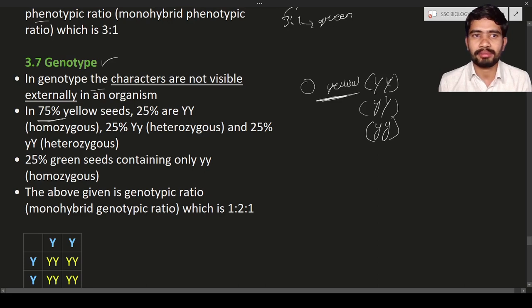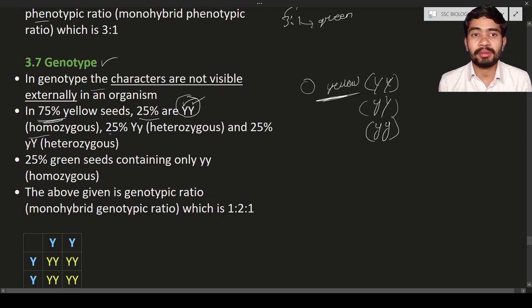We have seen that 75% of the seeds are yellow and 25% are green. The yellow ones, capital Y capital Y, are homozygous. Homozygous means the same genes. Why is it homozygous? Because this gene and this gene, both capital Y, look similar. That is known as homozygous.